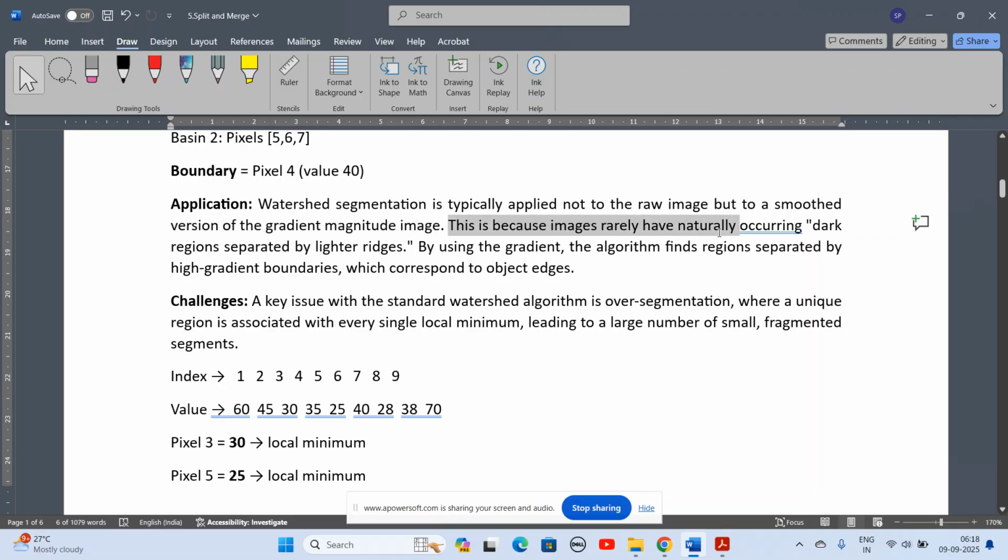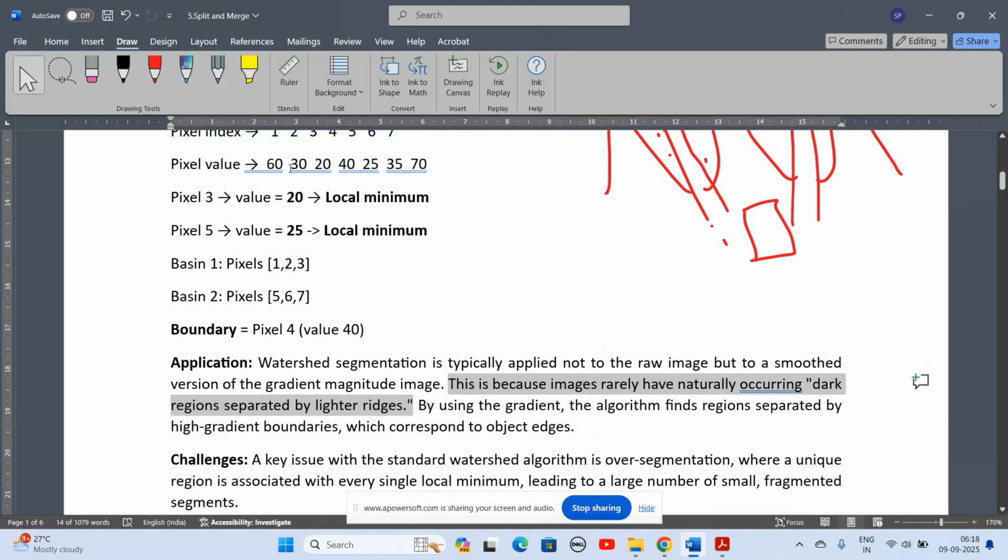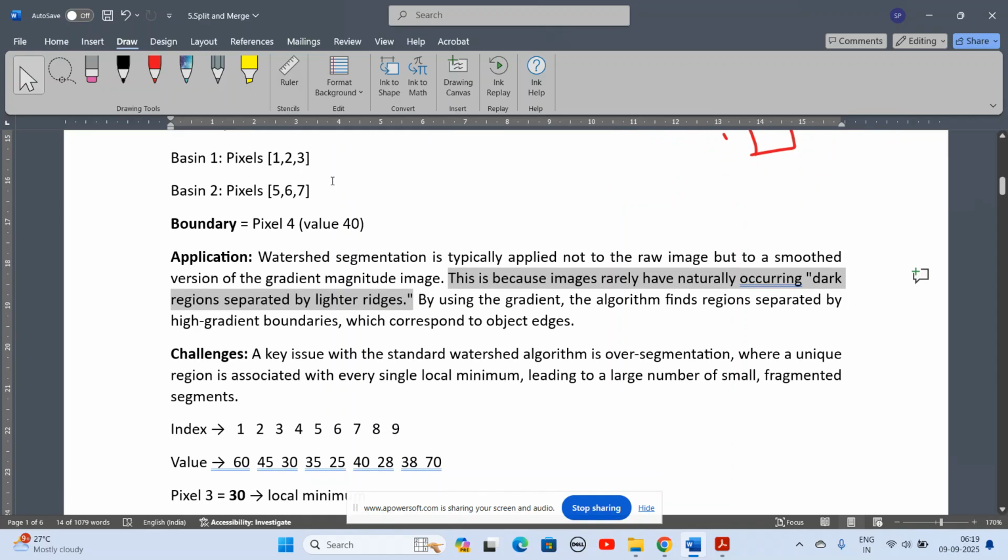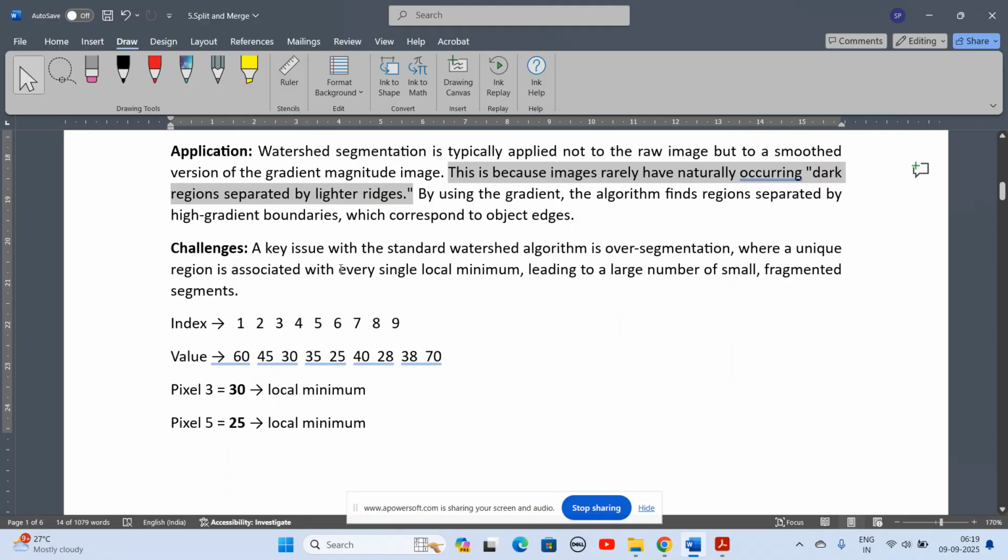This is because images rarely have naturally occurring dark regions separated by ridges. So here we are completely focusing on dark values as well as light values. The lower pixels are considered dark values, and the higher pixels are considered bright values. If we process without smoothing, then all the pixels will have different ranges, so we need to apply this only after smoothing.